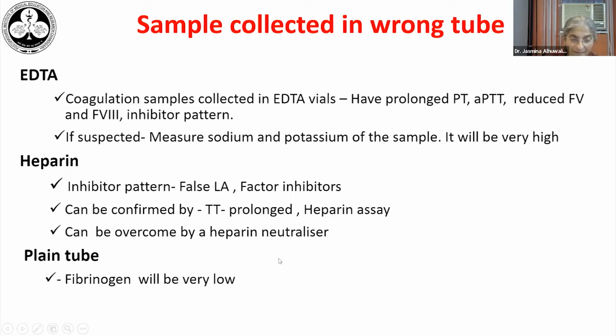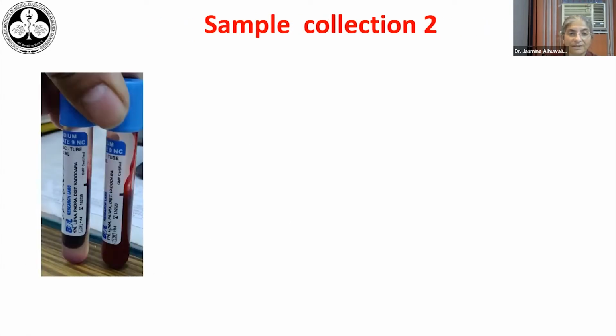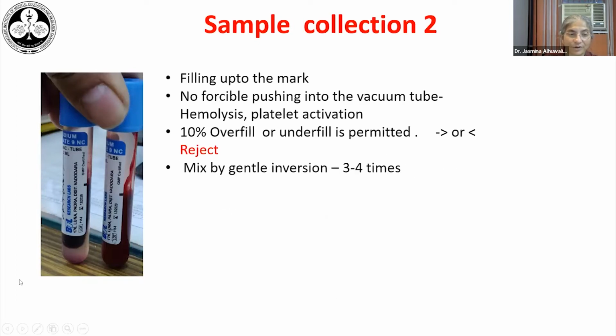If the sample is collected in a plain tube, of course, the clot is already formed, and serum is what we will be testing, so the fibrinogen will be very low. So, when we draw the sample, it's important to remember that the sample has to be taken up to the given mark. There should be no forced pushing into the vacuum tube to avoid hemolysis and platelet activation. About 10% over or under filling of the tube is allowed, but if it's more than that, we need to reject, because then the citrate is out of proportion to the amount of blood present.